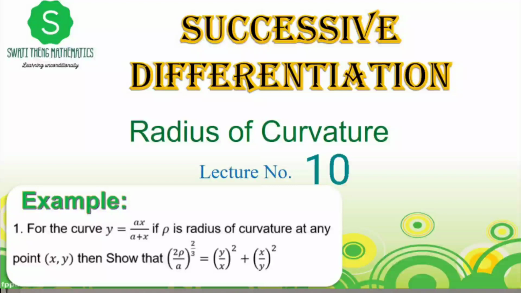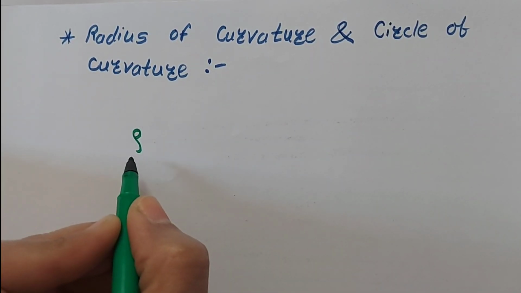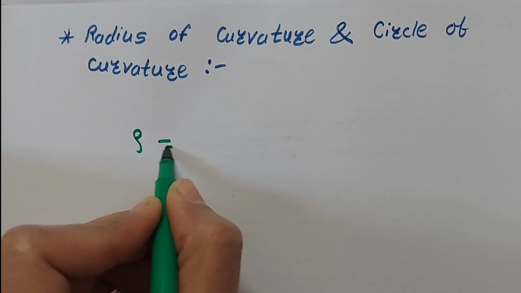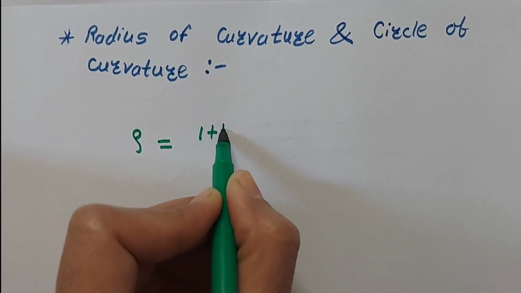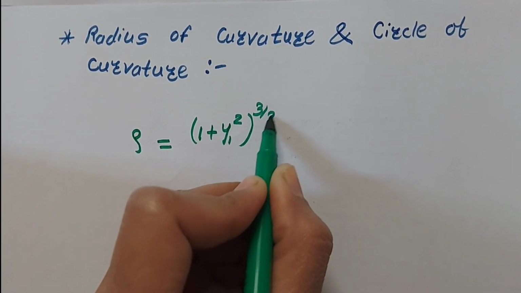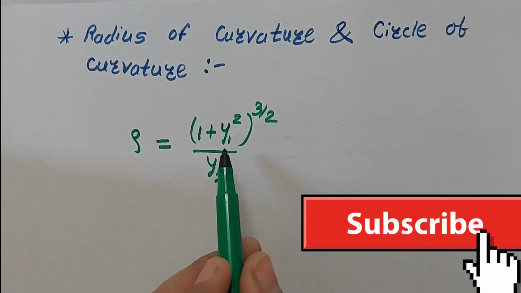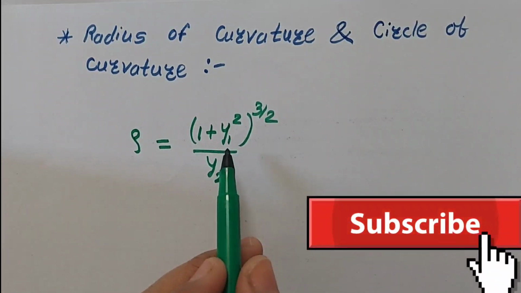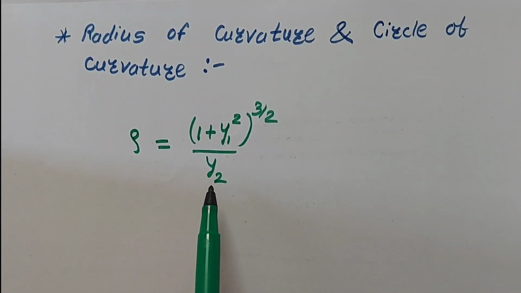In this lecture, we are going to discuss examples on radius of curvature and circle of curvature. Here, the radius of curvature is denoted by rho and the formula is rho equals (1 plus y1 square) whole raised to the power 3 by 2 divided by y2. Here y1 represents the first derivative of y and y2 represents the second derivative of y.